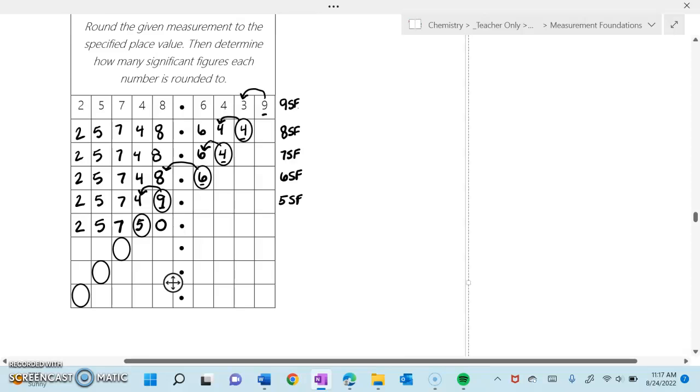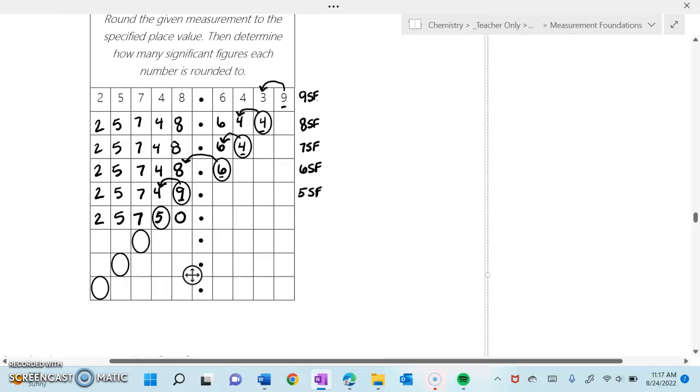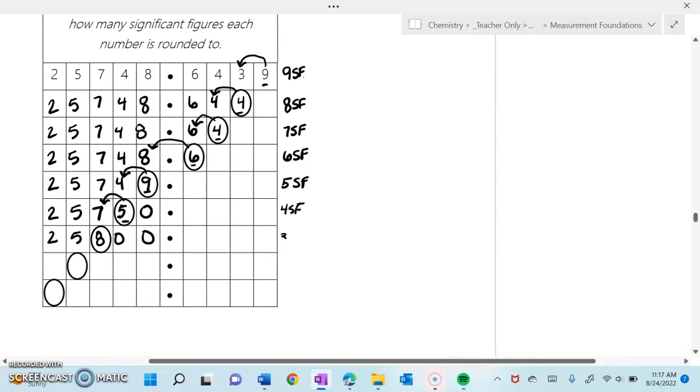If we were to try to drop that 0, though, it would change our number from 25,000 to 2,575, and that is a completely different value. So we put the 0 in to keep it consistent. Rounding to the hundreds place. 750, that rounds up to 800. Now we have 3 significant figures.